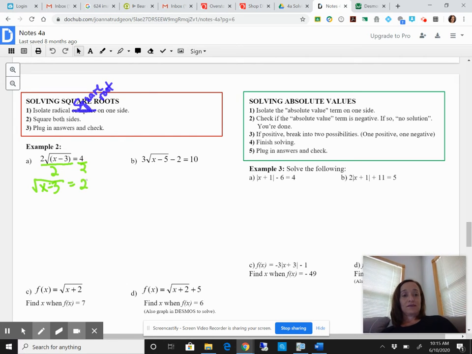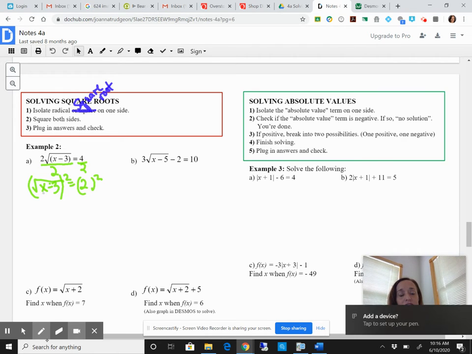Okay, next step, square both sides. So once you get it isolated, you can square both sides. So I'm going to square this side, and I'm going to square this side. And then I will have here x minus 3, and on this side I have 4.